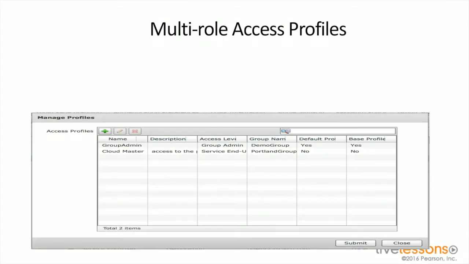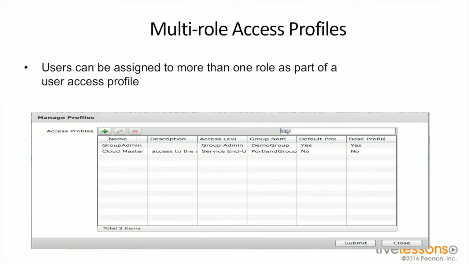So we mentioned before that users have a default profile that's created when you create the user role. So there's typically one role that's automatically put into place. Well, within UCS Director, you have the capability of creating a multi-role user access profile. So in this example, you're seeing a user that has access as group admin, as well as that cloud master that we created in the previous lesson.